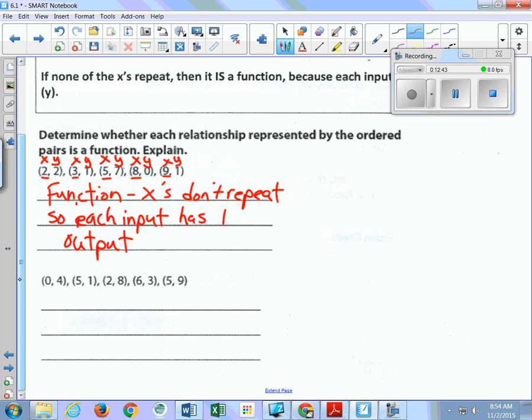All right, look at the next one. Does 0 repeat? No. Does 5? 2, 6, oh, right there. So the 5's repeat. So this is not a function. Input 5 has 2 outputs.